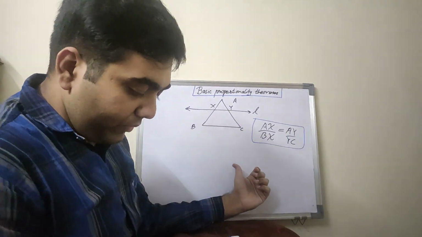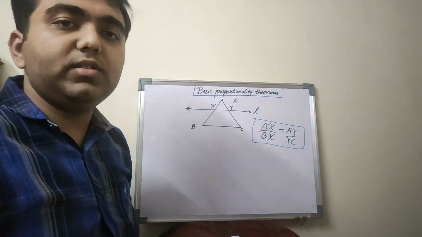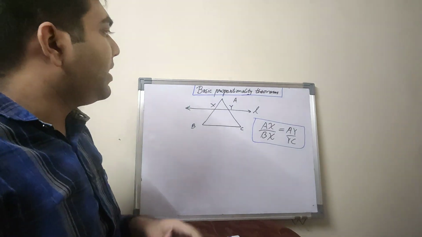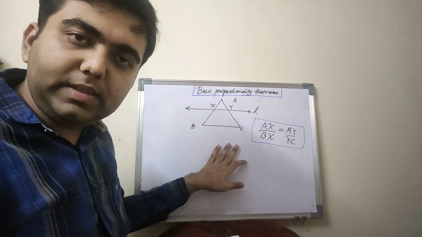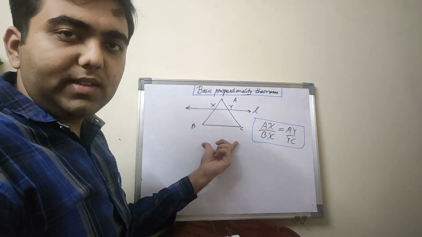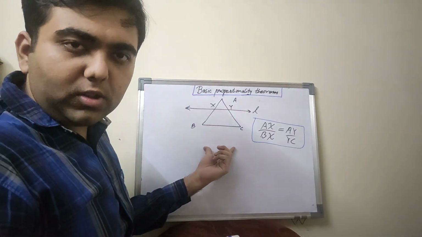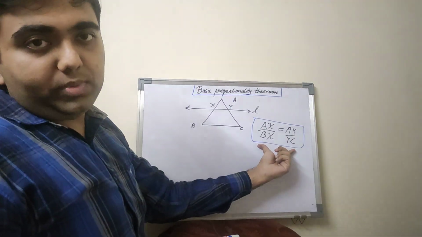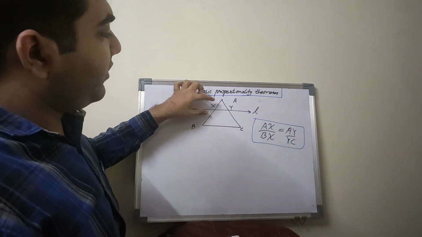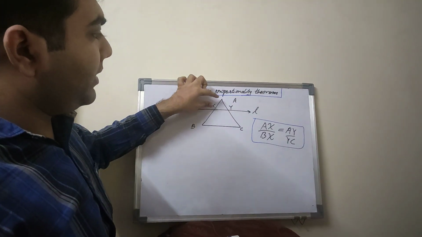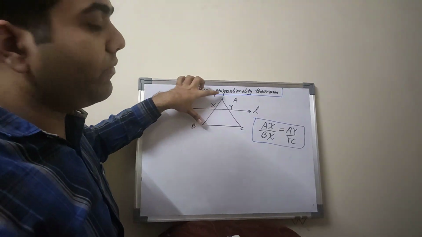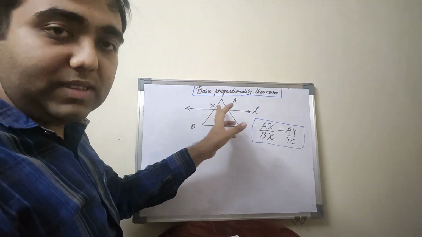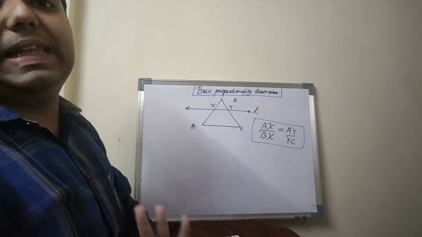But before we prove this, we will first revise some basics about areas of triangles, because this is a concept we will be requiring in the proof. I'll once again repeat what the basic proportionality theorem says. If you have any general triangle and a line parallel to its base or parallel to any of its sides, then these two ratios are going to be equal. And what are these ratios? The first ratio is the ratio of the two parts in which one side is divided, and the second ratio is similar, the ratio of these two parts in which the second side is getting divided by this line.